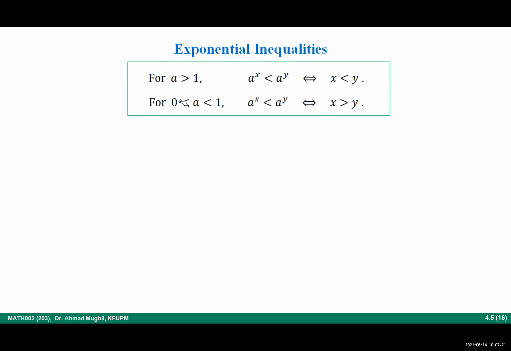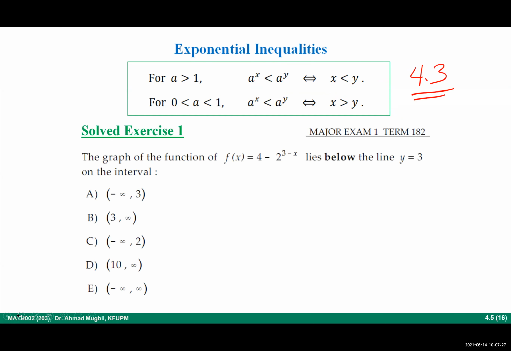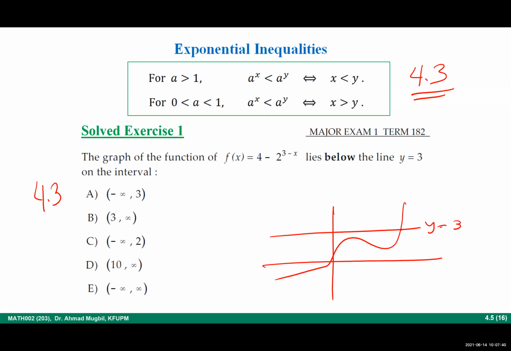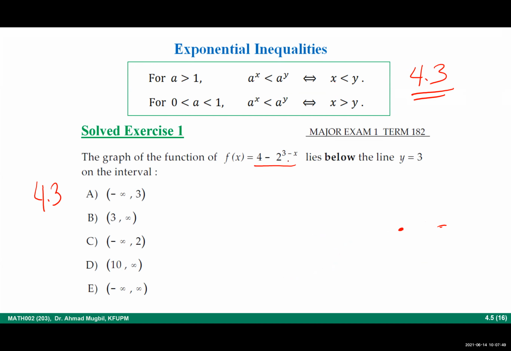We can use this, shabab, now to solve 4.3. Look at this question. This question is from 4.3. The graph of the function is below the line y equals 3. You will sketch the graph, whatever the graph is, and you will see where it is below this line. Here it is below. From where to where? So you can sketch the graph, and this is not difficult. In fact, the graph that you have today in the quiz is easier than this.